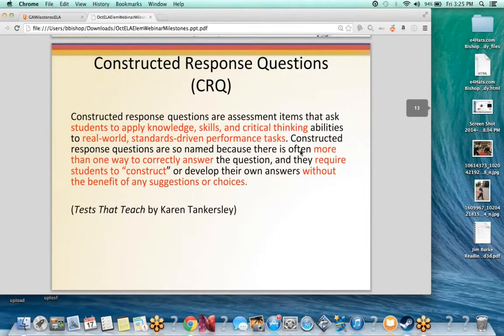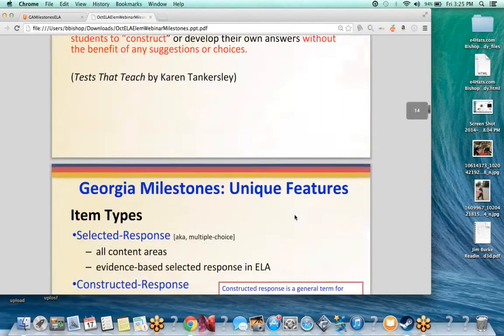So we have a really nice definition here of constructed response questions. These are questions where the assessment items ask students to apply knowledge, skills, and critical thinking to real-world, standards-driven performance tasks. This is a scenario where there's more than one way to correctly answer, and it requires students to construct and develop answers without the benefit of suggestions or choices. I know that we knew that, but I think it's useful to see it written out like that.